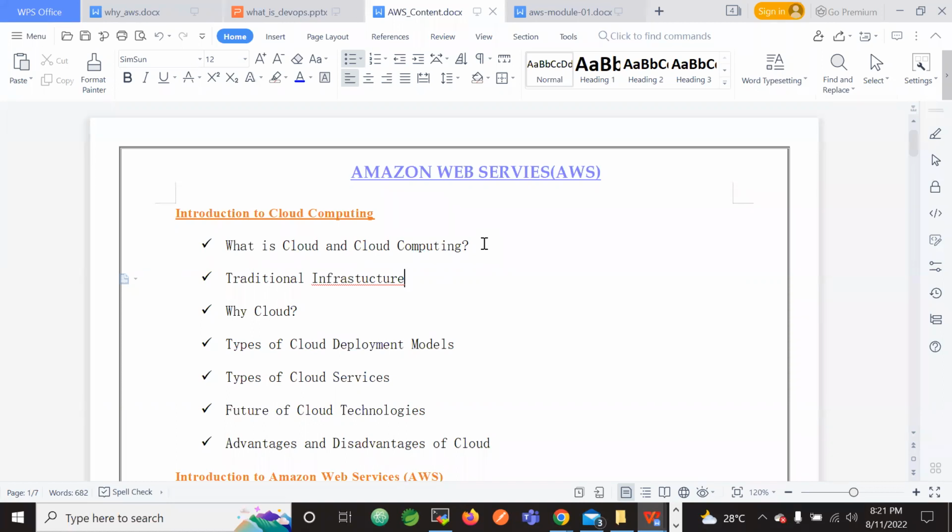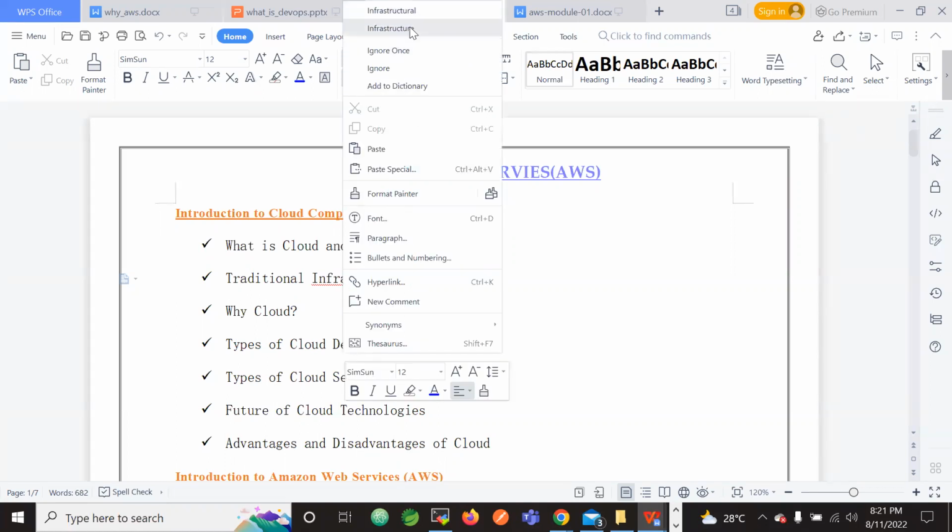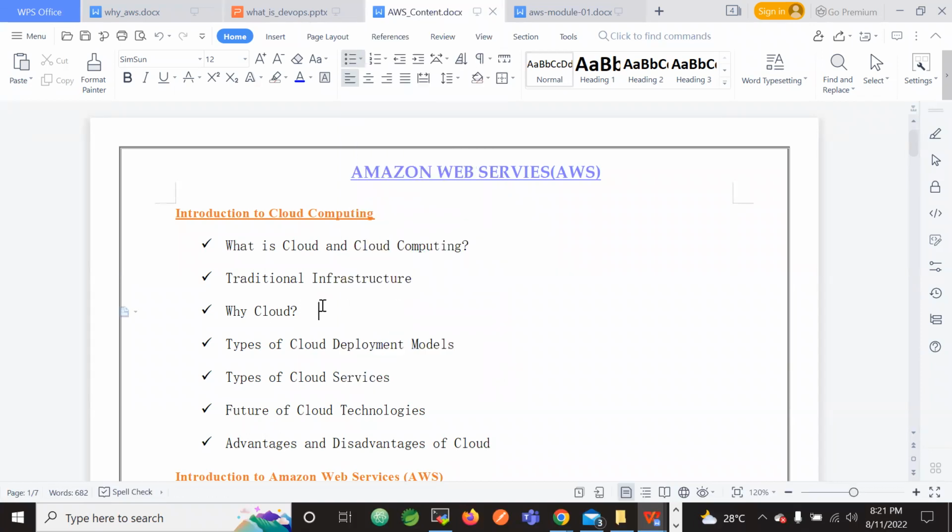Try to search for Gmail or Outlook, and you will be able to find the Outlook application. That is what deployment means: someone placed the application in that location. That is called deployment. So how was deployment done before the cloud? What the traditional infrastructure is, is what we need to understand first in order to understand cloud computing. Then we will understand the traditional infrastructure, and from there why we are moving to the cloud.